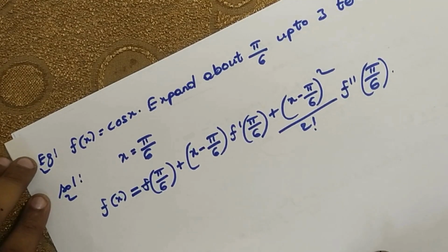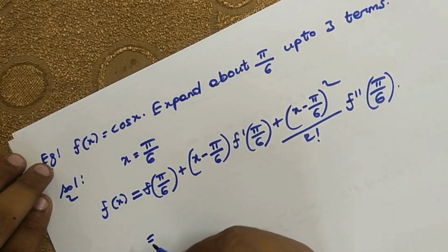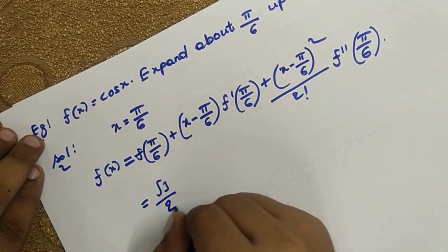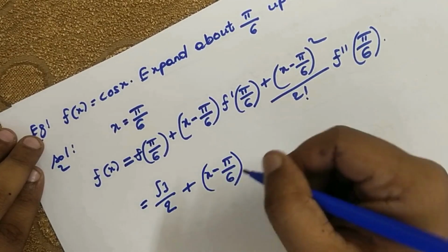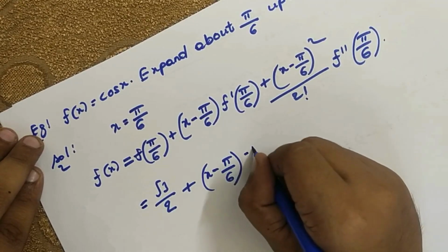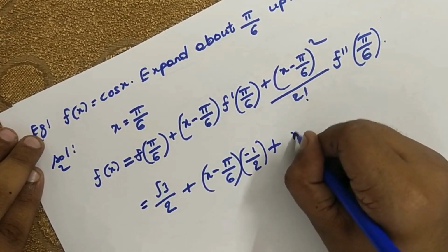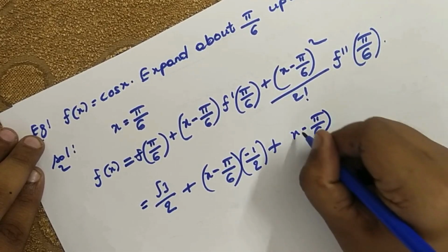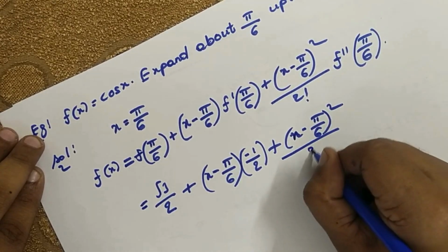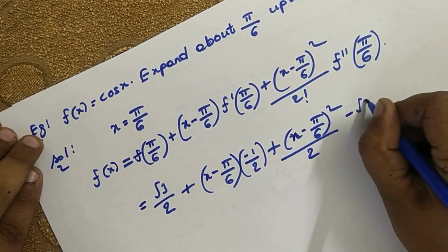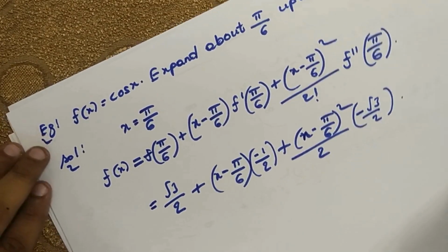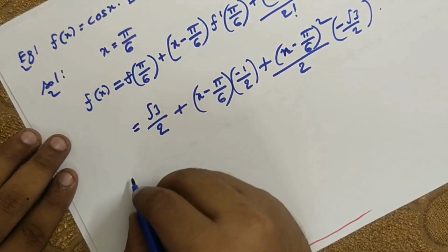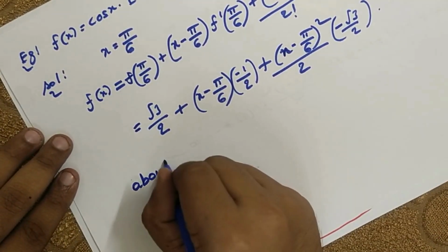Yes. So you know f of pi by 6 means cos pi by 6, root 3 by 2, plus x minus pi by 6 into minus sin pi by 6, right? So minus 1 by 2, plus x minus pi by 6 whole square upon 2 into minus root 3 by 2. Yes, so this is the way to represent. Okay, so let's represent about a point x is equal to 0 also.